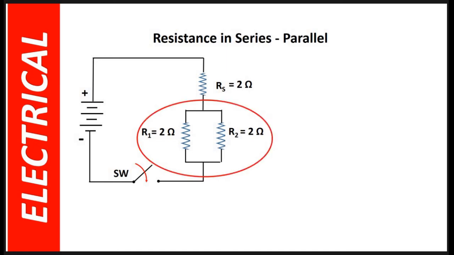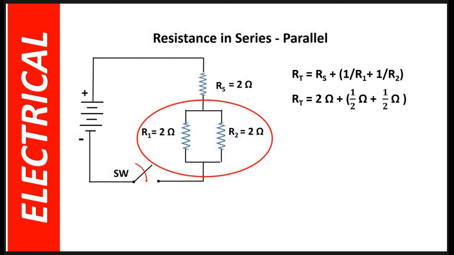So solving for the total resistance in our example, our total resistance would be equal to our resistance R sub S plus the total of our resistances in parallel. So that's 2 ohms plus 1/2 ohm plus 1/2 ohm equal to 2 plus 1, giving us a total resistance of 3 ohms. And there you have it, solving for the total resistance in a series, parallel, and series parallel circuit.